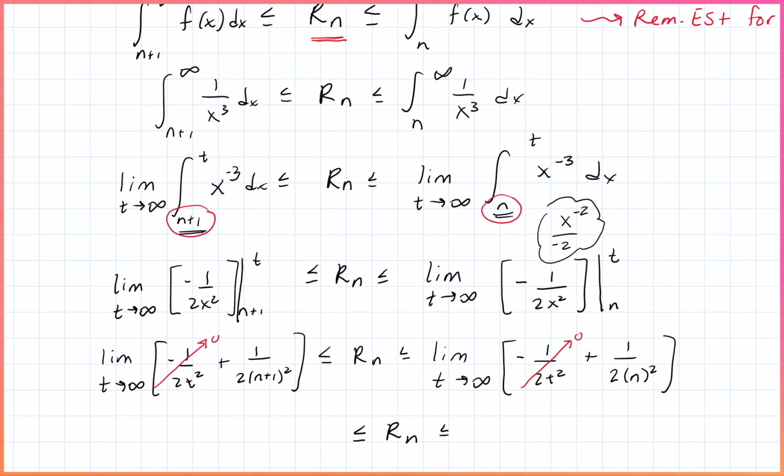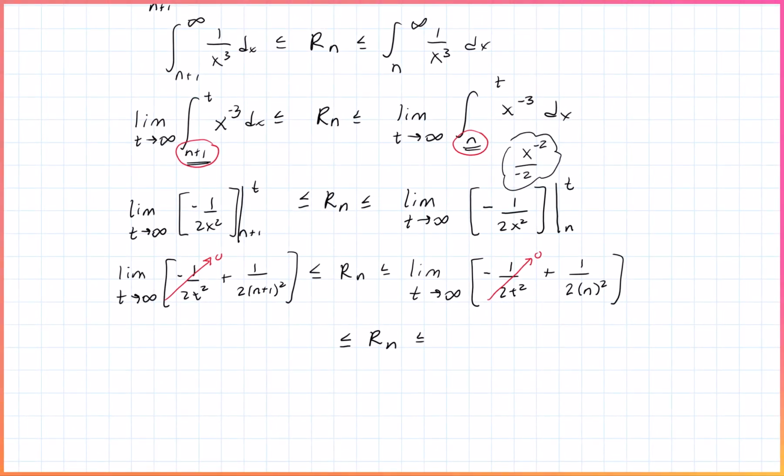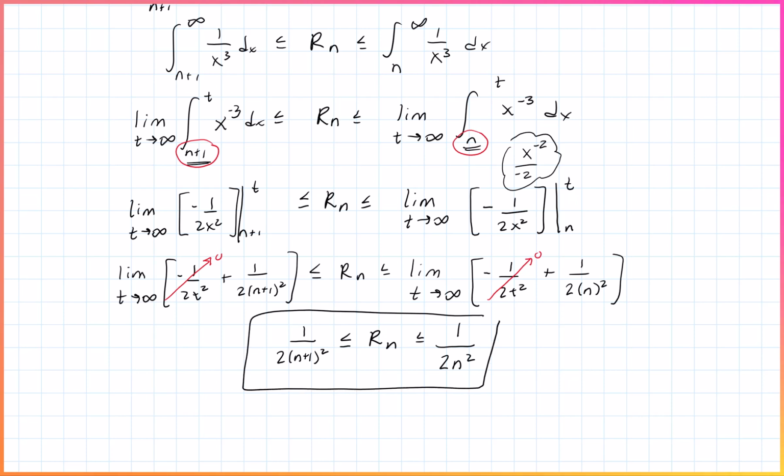And we find that our remainder, when we use n terms to estimate the sum, is going to be between: less than 1/(2n^2), and greater than 1/(2(n+1)^2). So that is the lower and the upper bounds on the error, or the remainder.